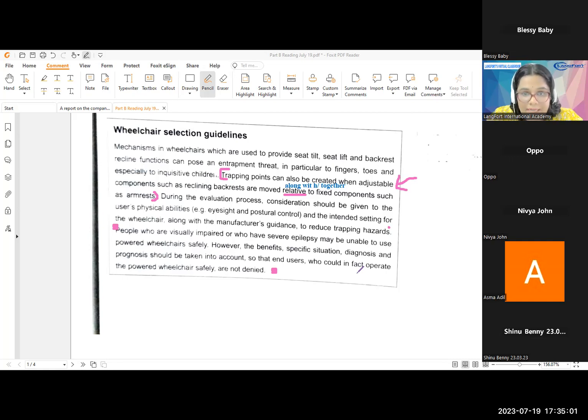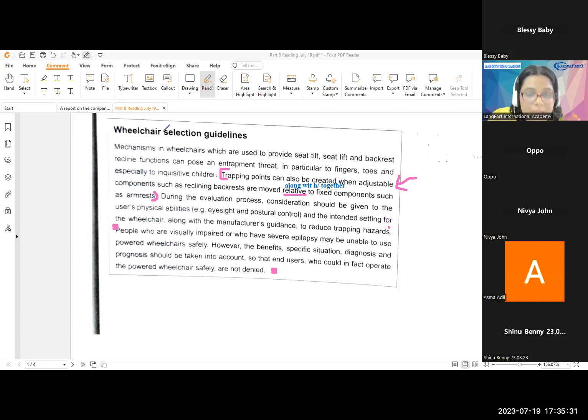Wheelchairs have specific mechanisms that can pose an entrapment threat by trapping our fingers and toes, and can even be a threat to inquisitive, curious children. When you move fixed parts of the wheelchair along with the adjustable parts, trapping points get created. When evaluating, you need to take into consideration the user's physical ability, the setting in which they will be using the wheelchair, and the guidance given by the manufacturer. All this will help to reduce trapping hazards.